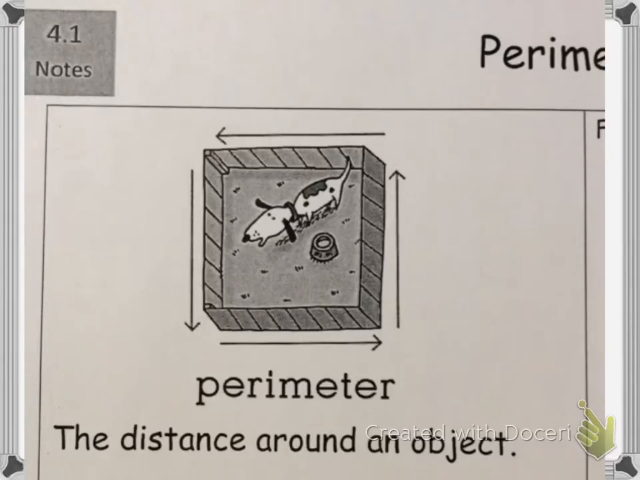This is Note-Taking Guide 4.1 for Mathematical Decision Making for Life. Today we're going to start talking about geometric things, and the first thing we're talking about today is perimeter.